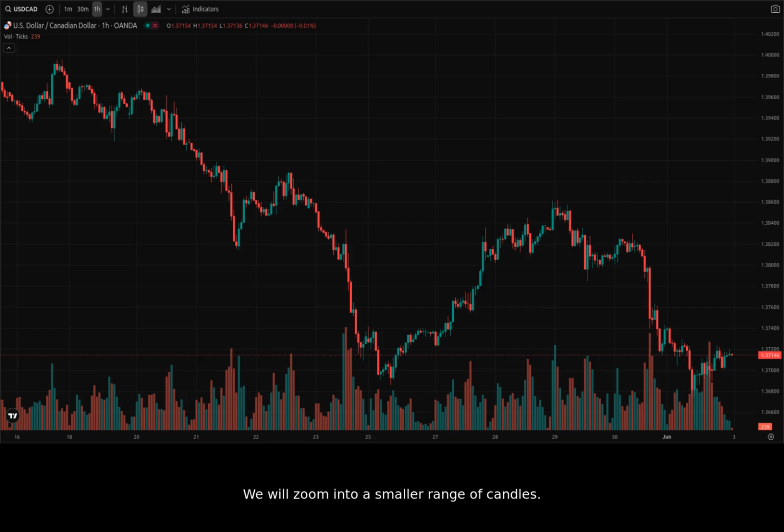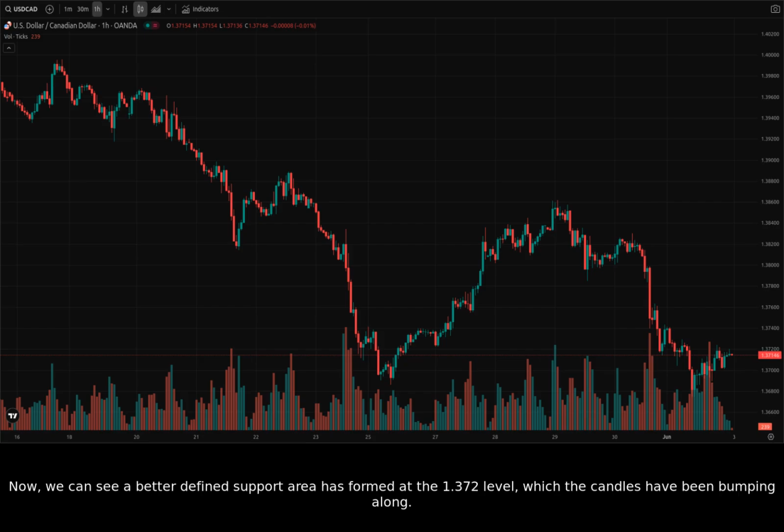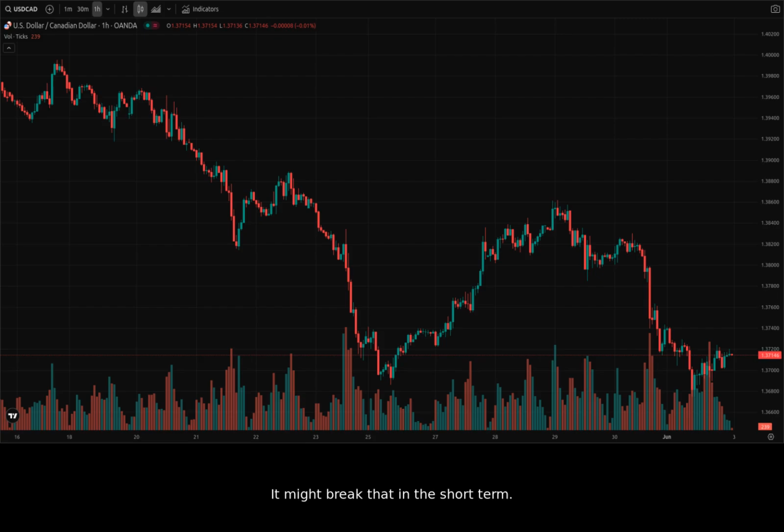We will zoom into a smaller range of candles. Now, we can see a better defined support area has formed at the 1.372 level, which the candles have been bumping along. It might break that in the short term. Let's look at the 15-minute chart for even more detail.